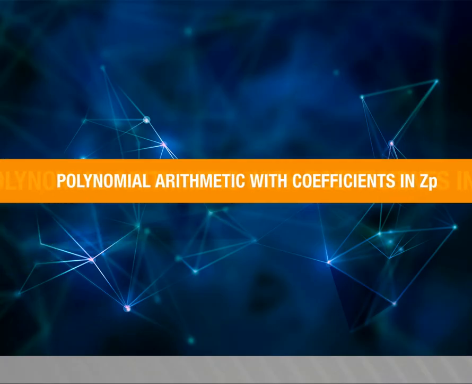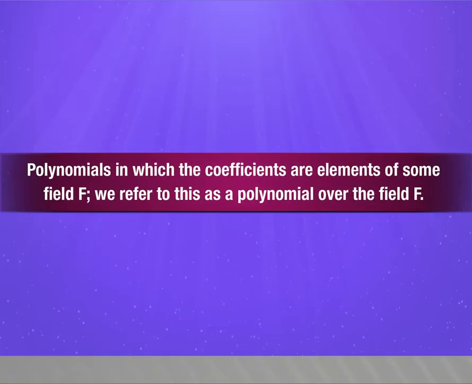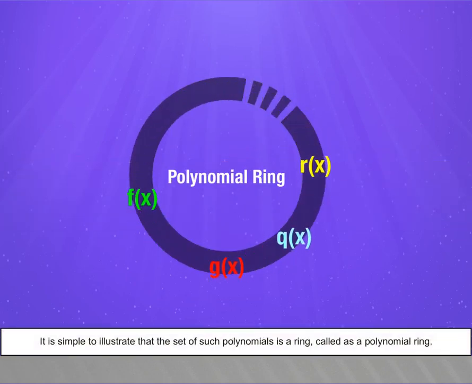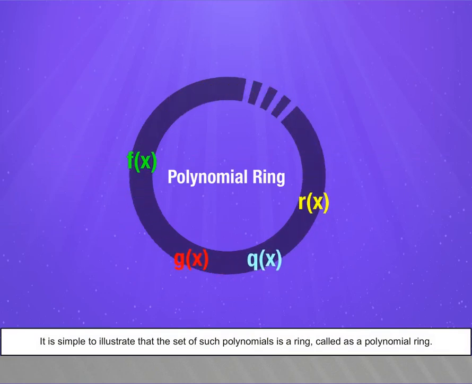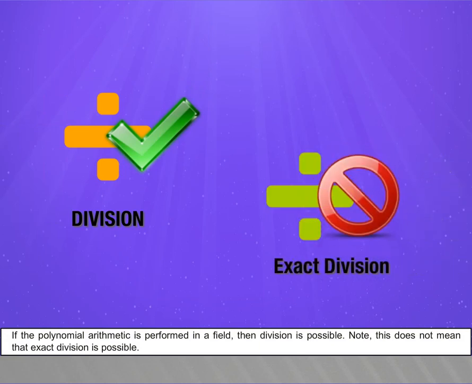Polynomial arithmetic with coefficients in Zp. In this video, we are going to see about polynomial arithmetic with coefficients in Zp. For polynomials in which the coefficients are elements of some field F, we refer to this as a polynomial over the field F. It is simple to illustrate that the set of such polynomials is a ring, called a polynomial ring. If the polynomial arithmetic is performed in a field, then division is possible. Note this does not mean that exact division is possible.